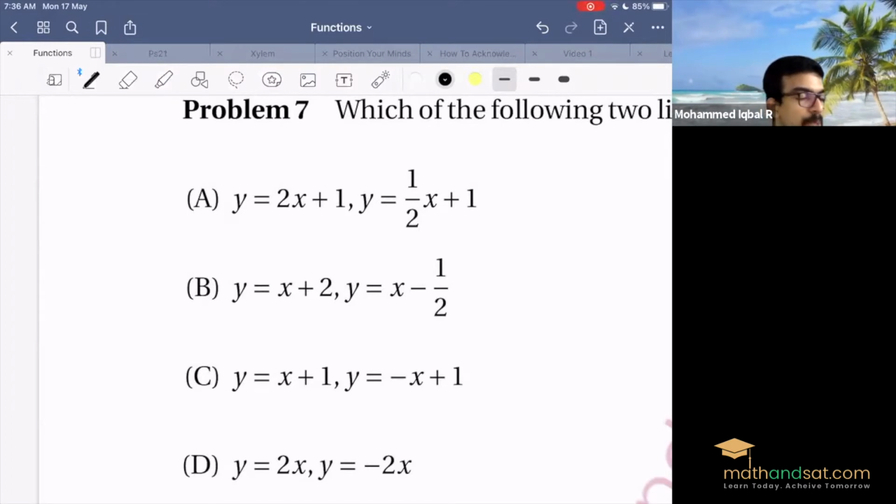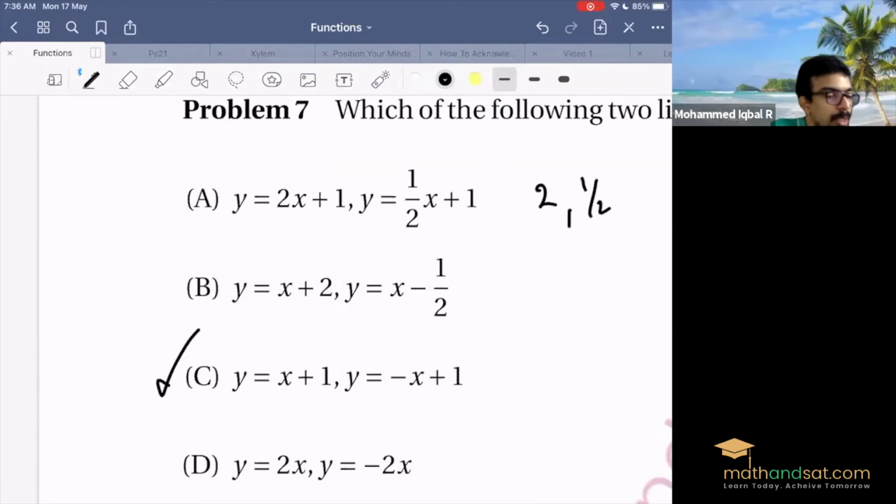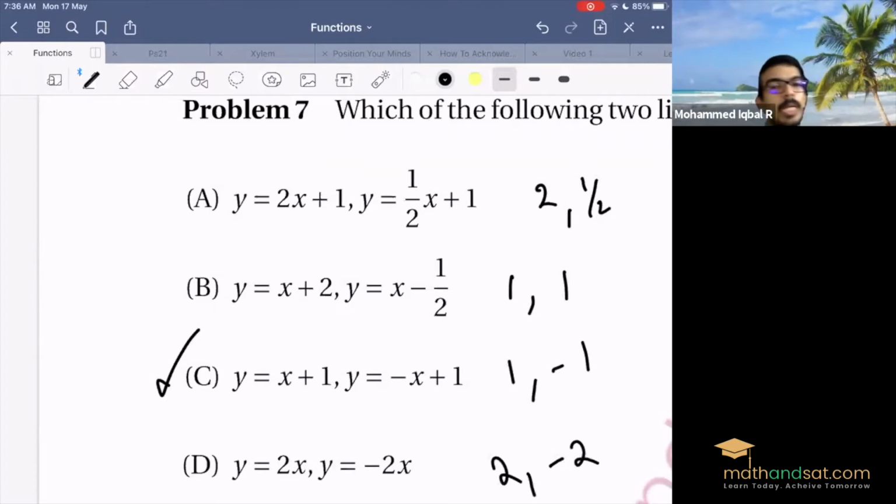In the fourth option, we have 2 and -2. That's not the right answer. So C is the right answer. Because the slopes are 2 and half. Here it is 1 comma 1. Here it is 1 comma -1. Here it is 2 comma -2. The lines will be perpendicular if the product of the slopes is -1. Got it?